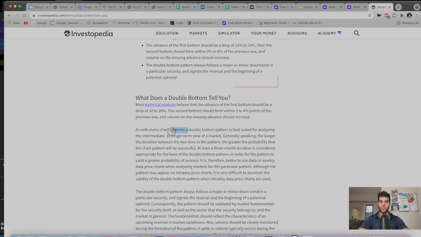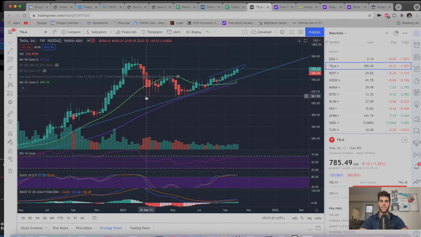It's best suited for intermediate to longer term, which is what we're looking at, 3 to 6 months. Generally speaking, the longer the duration between the two lows in the pattern, the greater the probability that the chart pattern will be successful. At least a 3-month duration is considered appropriate for the lows of the double bottom pattern in order for the pattern to yield a greater probability of success. That's why it's best to use the daily or the weekly chart. And that's what you see. You see a low March 1st, next low end of May, 3 months in between.